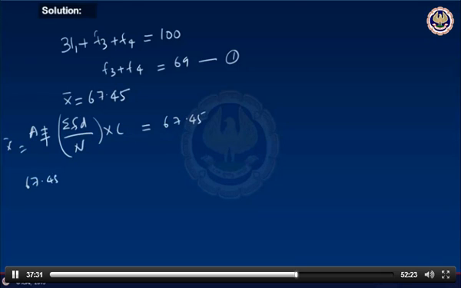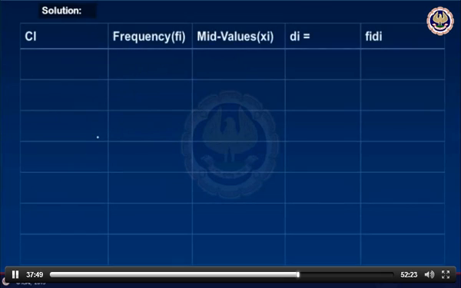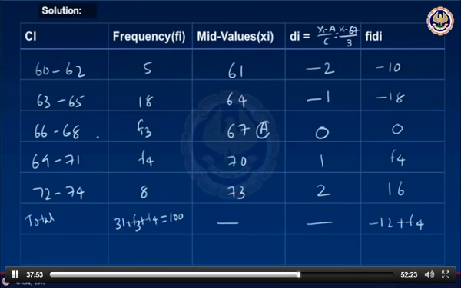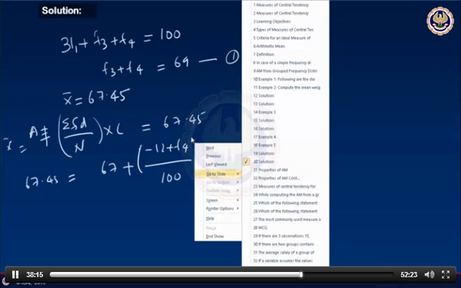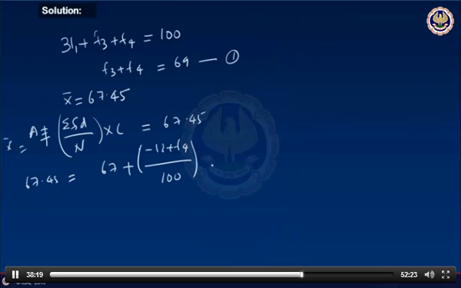So 67.45 equals A, the assumed mean, which is 67, plus the summation of FD. The summation of FD value is minus 12 plus F4. We use that value, minus 12 plus F4, by the sum of the frequencies, which is 100, and the length of the class interval is 3. This value equals 0.45, since 67.45 minus 67 is 0.45.